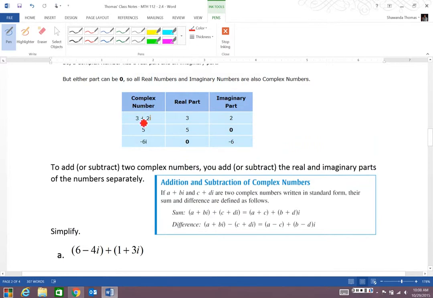Here, this is just a table breaking down what's the real part of this complex number, 3. What's the imaginary part, 2. What's the real part of 5, 5. There's no imaginary part, so we say 0. Here, there's no real part of negative 6i, so it's 0, and the imaginary part is negative 6.